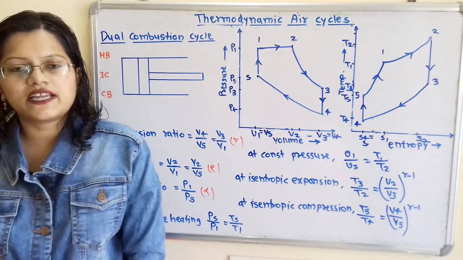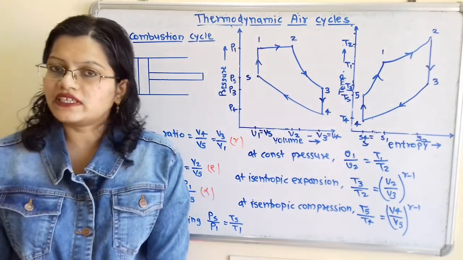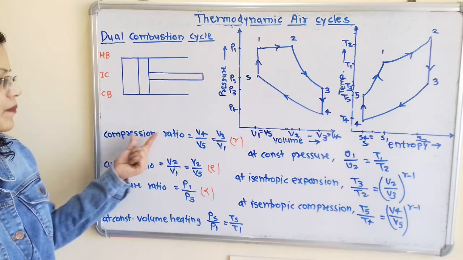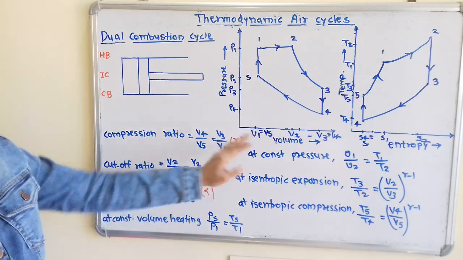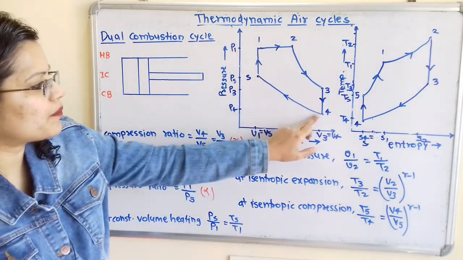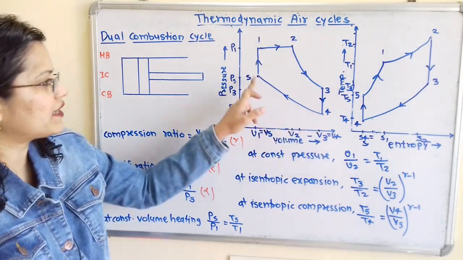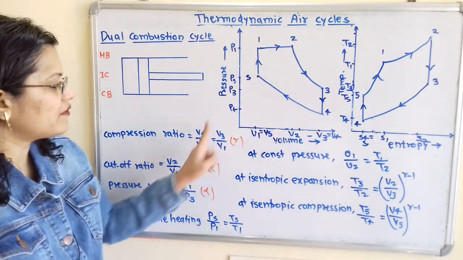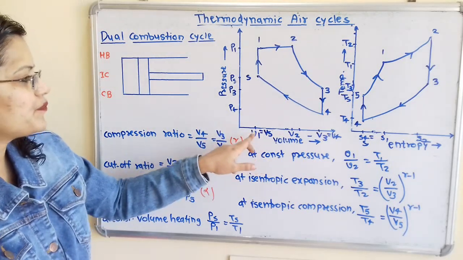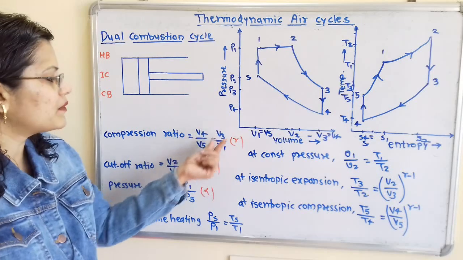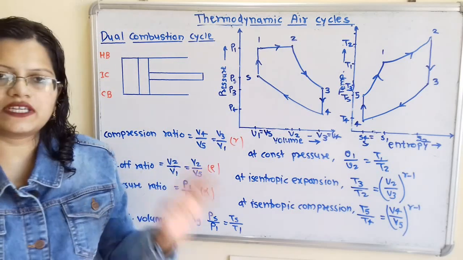We will understand the relation between different parameters, pressure, volume, temperature and entropy during the different processes. First one is compression ratio. When the compression process is taking place, if we observe the process 4 to 5, this compression process is taking place. We have to take the relation for the volume at point 4 and the volume at point 5. So we will take V4 by V5, which is equal to compression ratio. This V5 is equal to V1 and V4 is equal to V3. So we can write here V3 by V1 and we will write the notation for compression ratio, that is r.